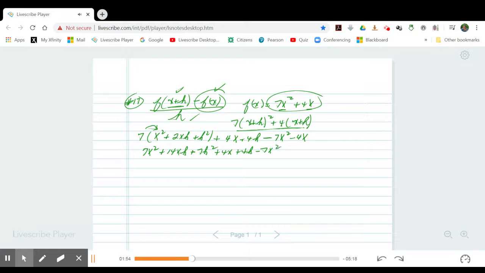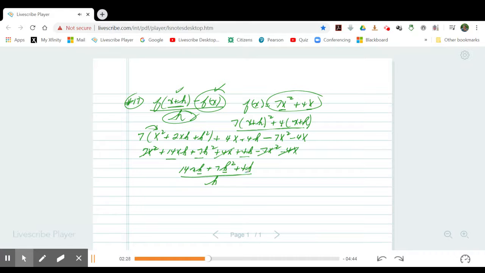minus 4x. Now, if you've done this properly, you're going to get all sorts of good cancellation. The 7x squares are going to cancel out. The positive 4x and the minus 4x are going to cancel out. And that leaves you 3 remaining terms. You get 14xh plus 7h squared plus 4h, and now this is all divided by h, as this difference quotient says. Now, once again, if this is done properly, you're going to have a factor of h common to all the terms in the numerator.